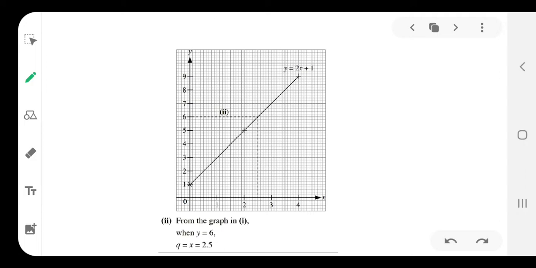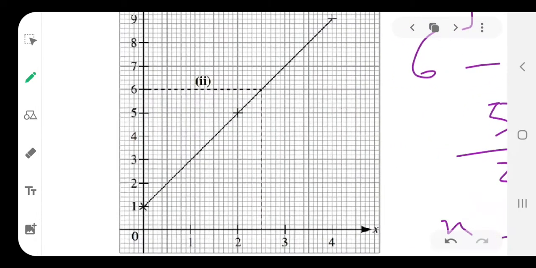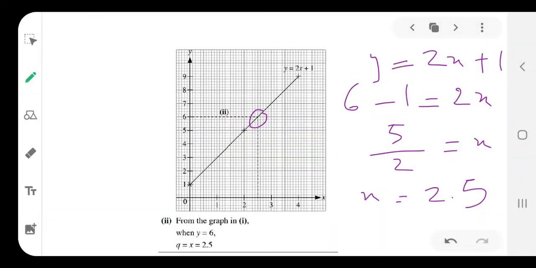So in our second part, we are required to find the value of x when y equals 6. As the equation of the function was y equals 2x plus 1, and here y equals 6, we are going to find the value of x. 5 divided by 2. This is 5, okay? So x equals 2.5. So this is the point. We will represent it with the help of a dotted line.